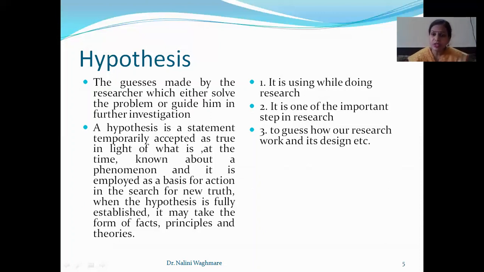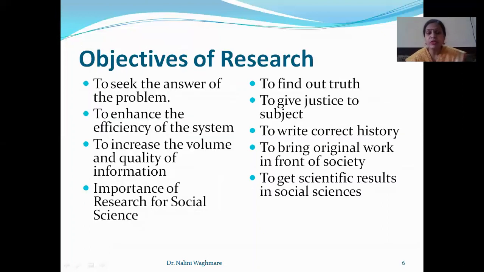It is used while doing research. It is one of the important steps in research to guess how our research work and its design is. For that purpose, hypothesis is very, very important while doing research. Then what are the objectives of research?